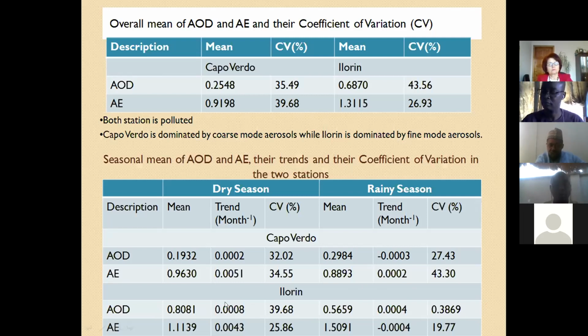The aerosol loading during the dry season and rainy season are increasing, while the Angstrom exponent during the dry season increases, which means there is more influence of anthropogenic aerosols here. This one is decreasing, showing a decreased influence of anthropogenic aerosols during the rainy season.